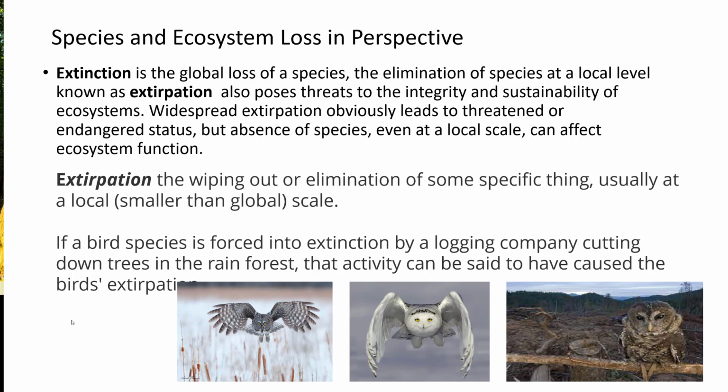That's a problem, because there is a disconnect between the value and function of that ecosystem if we only look at the resource being the money from the timber. It ignores the integrity and sustainability of that ecosystem that we need to protect. So, wiping out or eliminating something specific at a local or smaller scale than global is considered extirpation. You'll see it often called extinction, and for scientific definitions, it's a little bit more refined to distinguish those two.